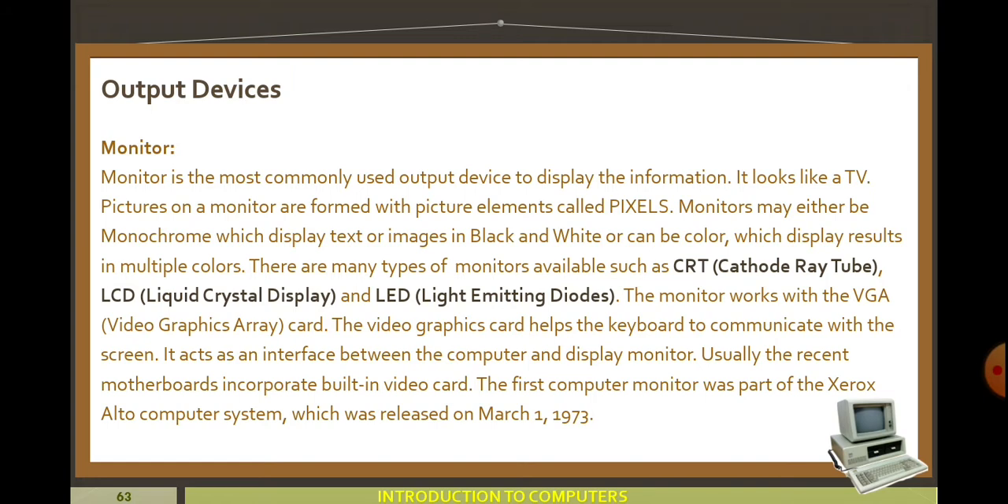There are different types of monitors available. There are three different types of monitors, that is CRT, LCD and LED monitors. What is the expansion of CRT? Cathode ray tube, LCD is liquid crystal display, and LED is light emitting diode. The monitors use a VGA card. If you want to work on graphics and animation, we must include this video graphics array card in your computer. It acts as an interface between the computer and the display monitor.